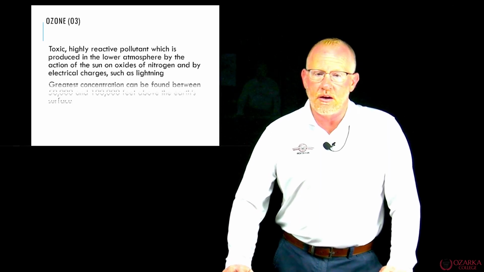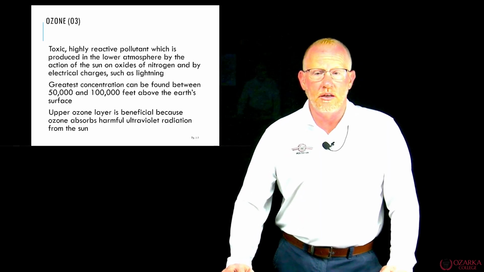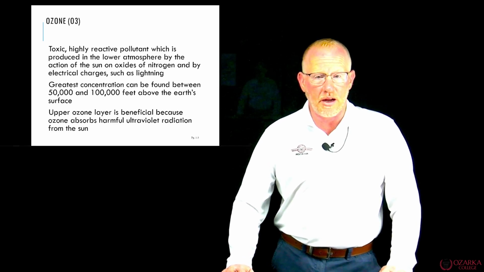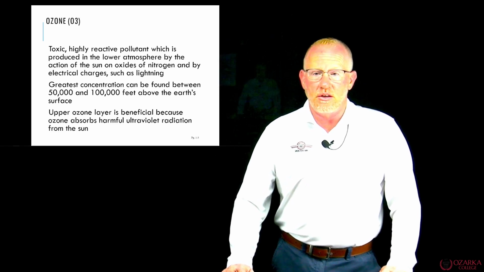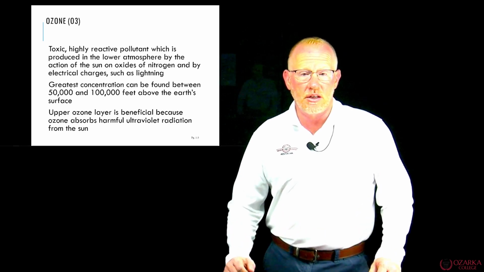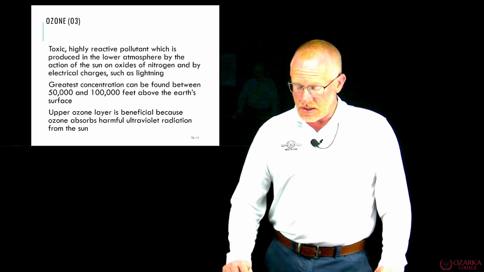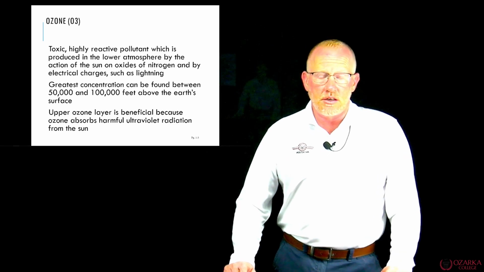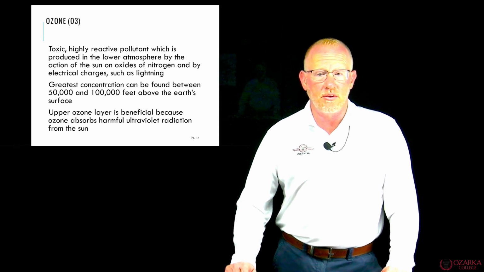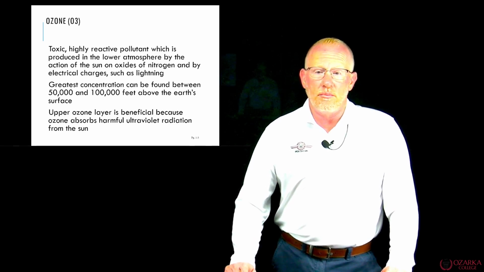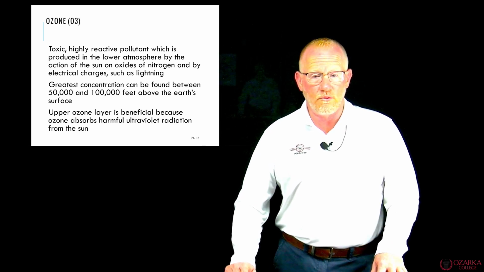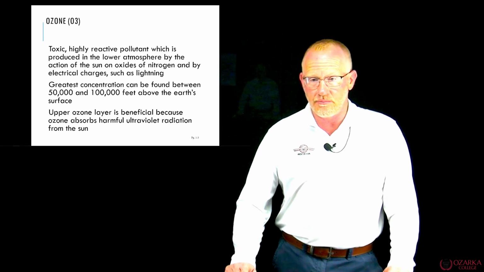Ozone. Now, ozone, or O3, is toxic. It's a highly reactive pollutant which is produced in the lower atmosphere by the action of the sun oxidizing with nitrogen, and by electrical charges such as lightning. The greatest concentrations of O3 are located between 50,000 and 100,000 feet above the Earth's surface. The upper ozone layer is beneficial to us because ozone absorbs harmful ultraviolet radiation from the sun.